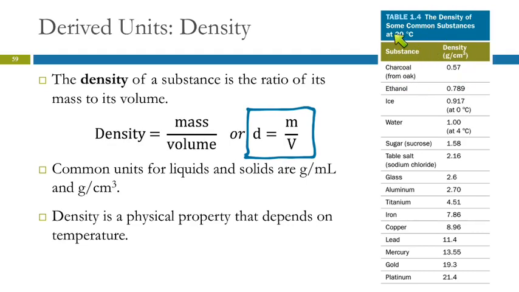That's why when you look at a table like this, it'll give the density of some common substances and it'll specify a temperature. Because if you're going to do this at, say, 95 degrees Celsius, some of these densities would be different. So densities like this, again, we're not going to memorize those except for water. Unless you're given a more precise density, liquid water has a density of 1 gram per milliliter. So here we see some things that are less dense than water and some things that are more dense than water.